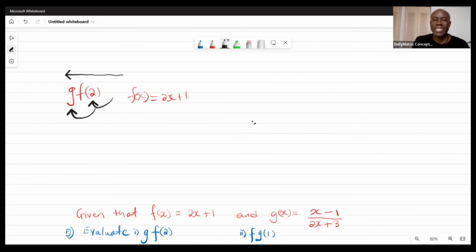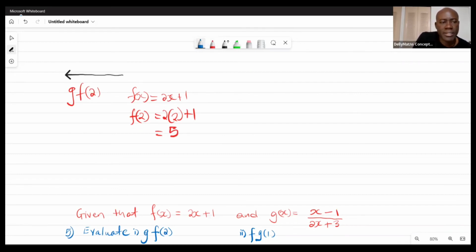So we're going to evaluate f of 2. And then the response that we get out, we plug it into the g function. So let us see. We should get the same answer, 4 over 13. So let us start by evaluating f of 2. So f of 2 is that I'm going to be putting 2 where the x is. So it's going to be 2 times 2 plus 1. 2 times 2 is 4 plus 1, that's 5. So f of 2 is 5.